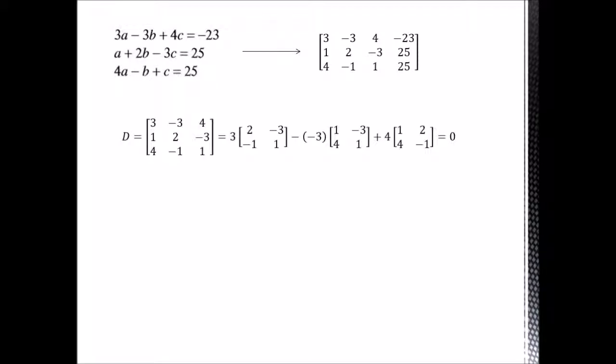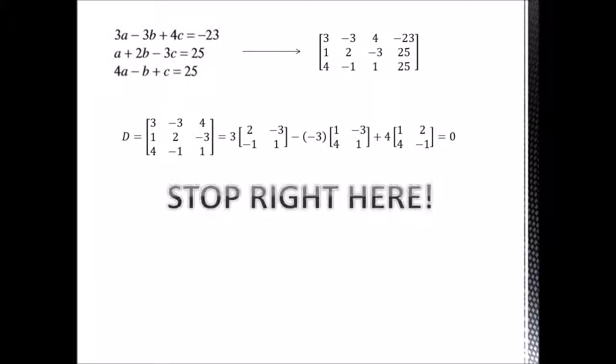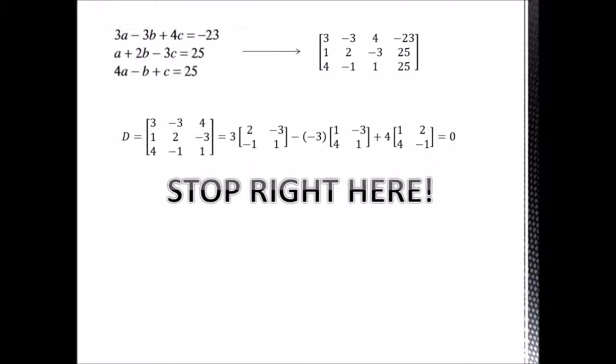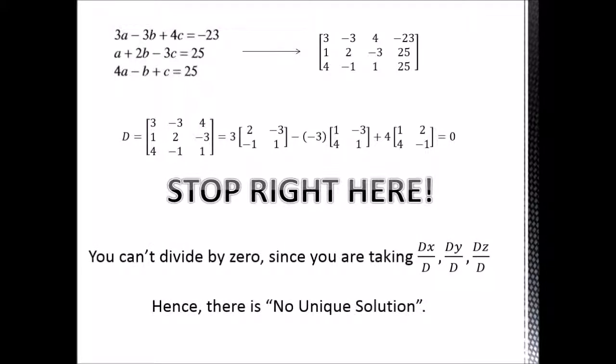We're going to take the determinant, but notice this time we get 0. Stop right here. If you get 0 for your determinant, you can't do it. There's no unique solution because you cannot divide by 0. So just keep that in mind. You don't have to go through the whole process of finding dx, dy, and dz, because if your d is 0, there's already no unique solution.